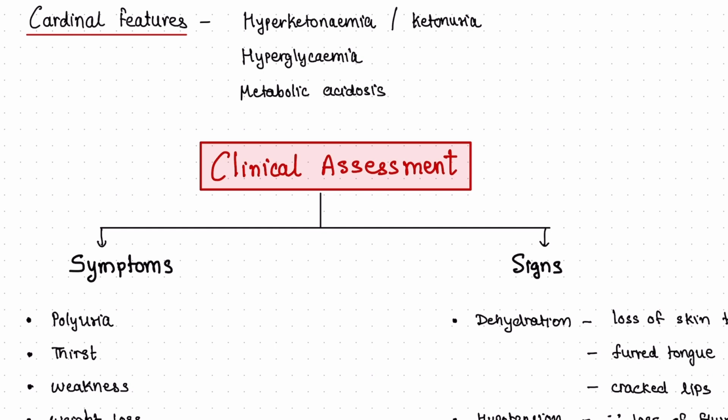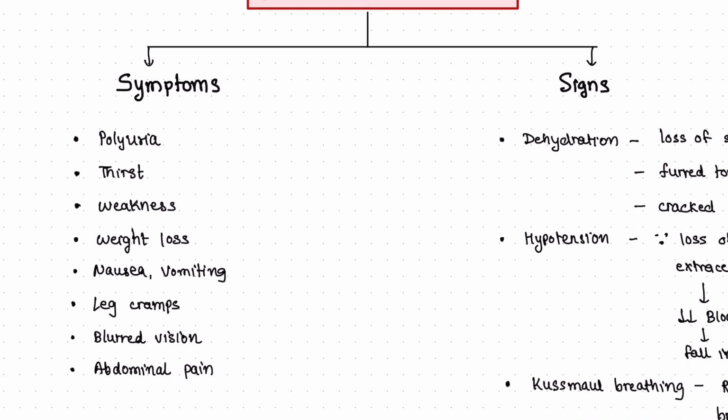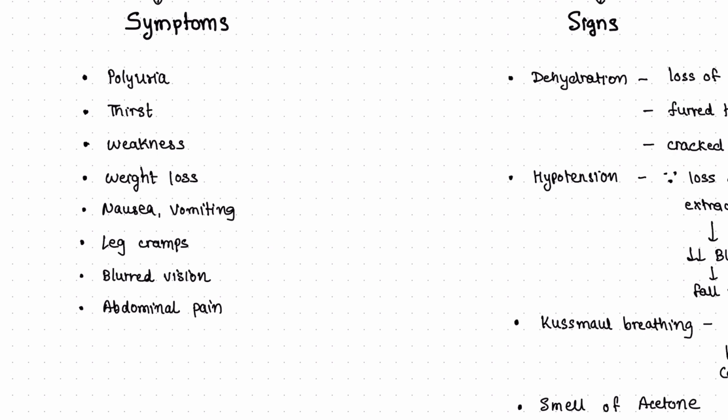Now, how do you assess a patient of diabetic ketoacidosis? So, clinical assessment is based on the signs and symptoms. Now, what can be the symptoms of a patient of diabetic ketoacidosis? So, symptoms can be like polyuria, thirst, weakness and weight loss, nausea, vomiting, leg cramps and blurred vision, and abdominal pain. Now, this abdominal pain is more commonly seen in children.